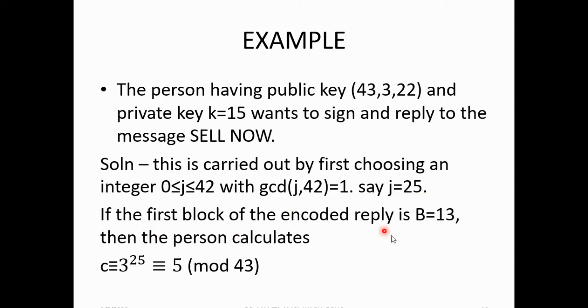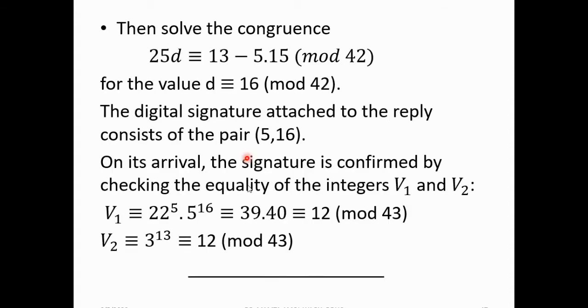If the first block of the encoded reply is B, which is 13, so let us just suppose that this is the first block, 13, then what does the person calculate? He calculates the value of C, which is congruent to 3 to the power 25. So this is congruent to 5 modulo 43. Then solve the congruence to find the value of D. So D will be 16 modulo 42. This is by the Euclidean algorithm.